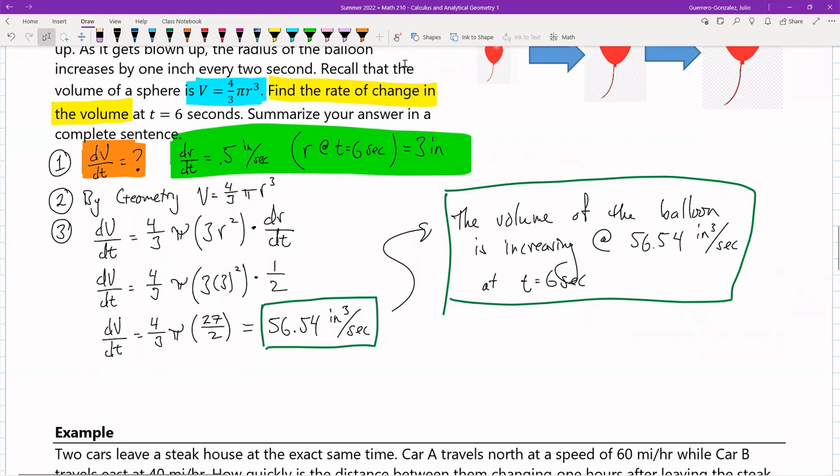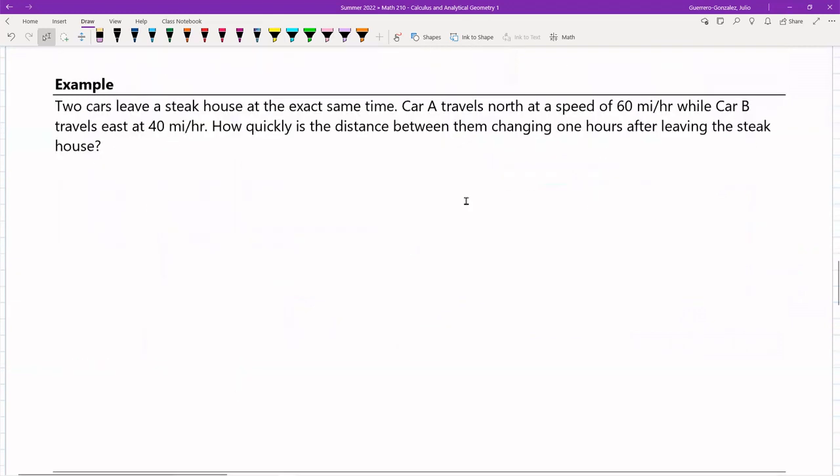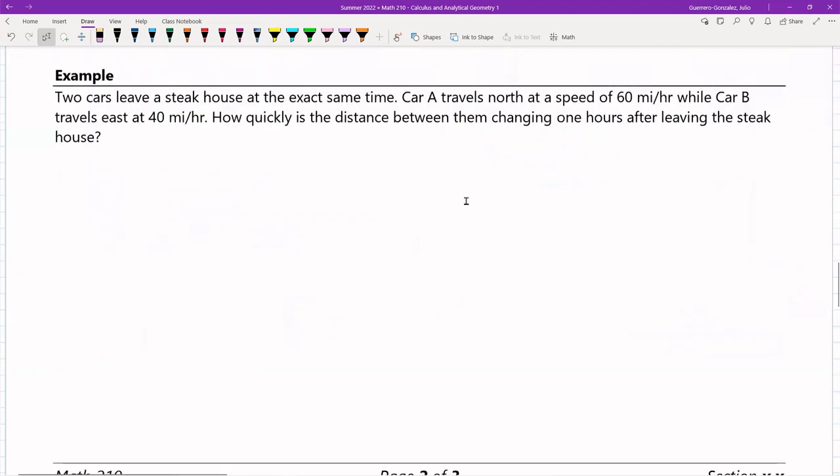Let's go ahead and do one more example. Thankfully, this section does not have quick checks. You guys would hate me if it did. I want you guys to take some time with this, really. So let's go ahead and do this next example.